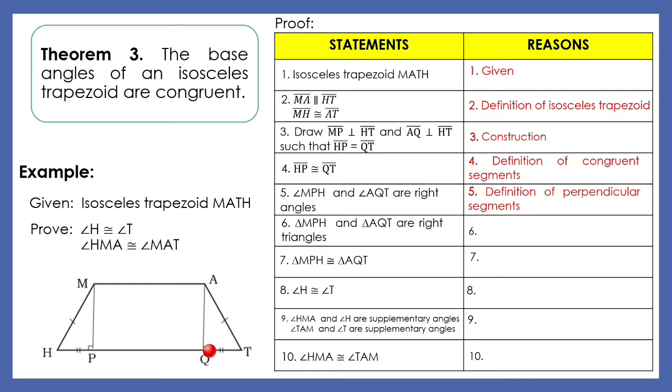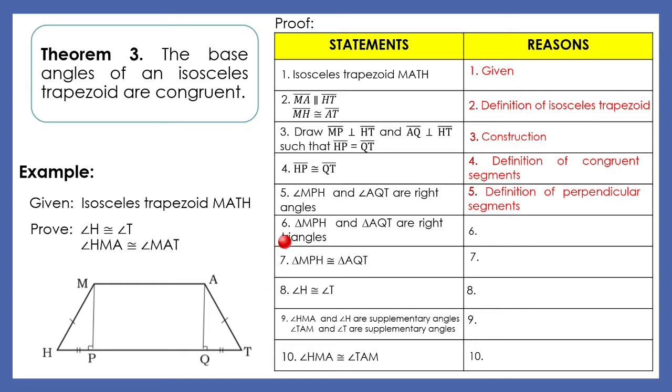Ang perpendicular segments are two lines or two segments that meet or intersect each other at right angles or 90 degrees. So, sabi natin kanina sa statement number 3, ang line segment MP is perpendicular to HT. Therefore, angle MPH is 90 degrees. And then, line segment AQ is perpendicular to HT. Therefore, angle AQT is a right angle.